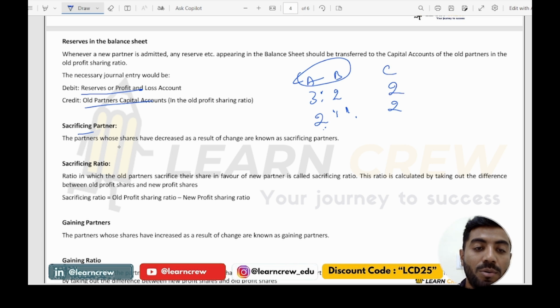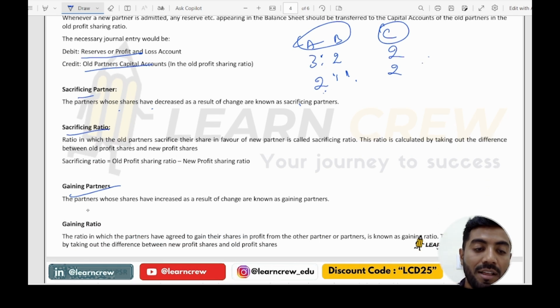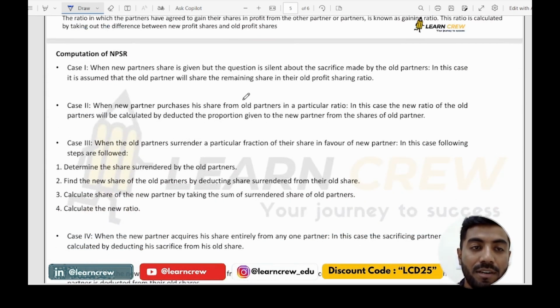The partners whose shares have decreased as a result of the change are known as sacrificing partners. Sacrificing ratio is the ratio in which they are sacrificing. Gaining partner is whoever has gained in the ratio. He is the gaining partner. Gaining ratio is the ratio in which he is gaining. I have just given the theory for basic understanding.